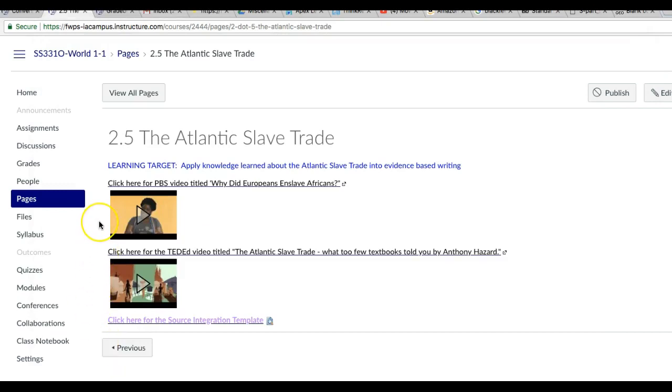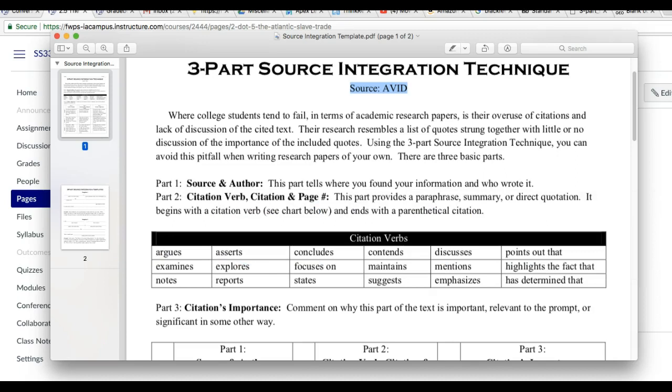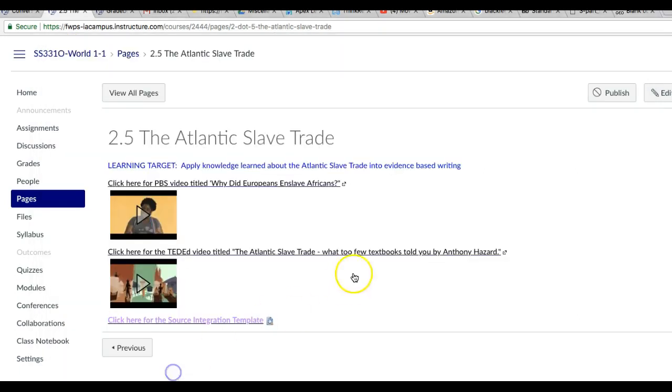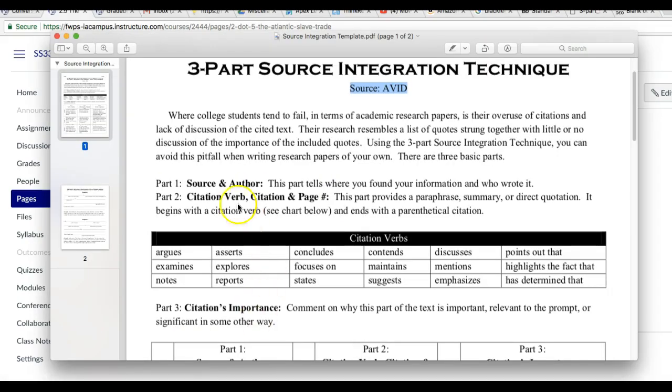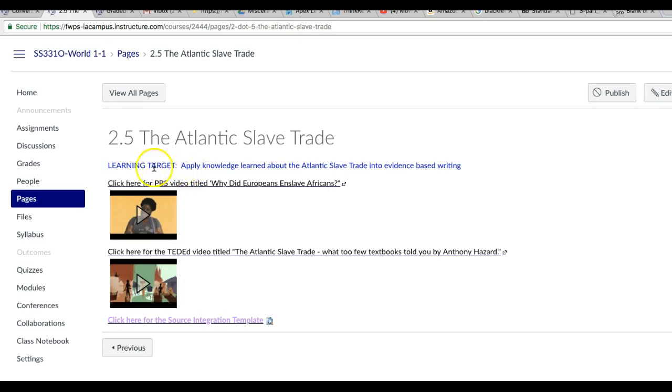Now switching back over to this page, the document, three-part source integration, is going to focus on a textbook. It's going to focus on writing. Well, the source that I gave you are two videos, so we are going to just transfer the information that we learned in video form to writing form. So when it says source, instead of writing the name of the book and who published it, we are going to be using the video creator. So the video creator for this one is PBS.